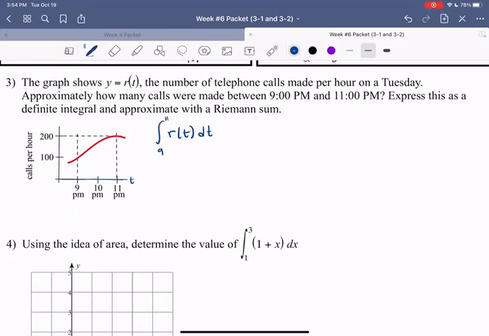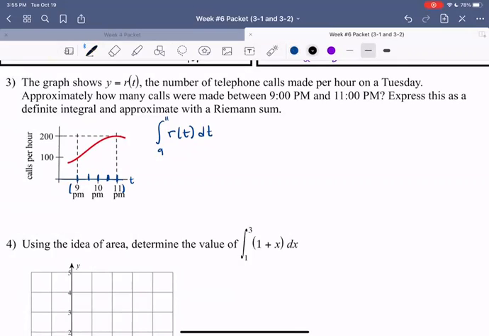So now let's approximate that area using a Riemann sum. We see that we could use two rectangles here, maybe like this and this, to approximate that area, but that's quite an underestimate. So rather than just using two rectangles, let's go ahead and use 4 rectangles. So we can see by looking at our interval 9, 10, 11, that our rectangle should have a length of 30 minutes or half of an hour.